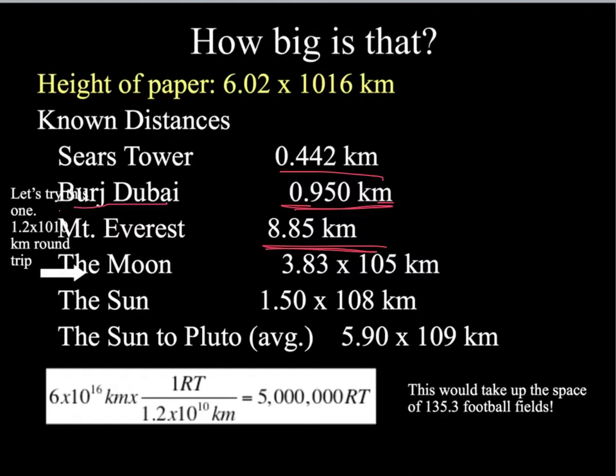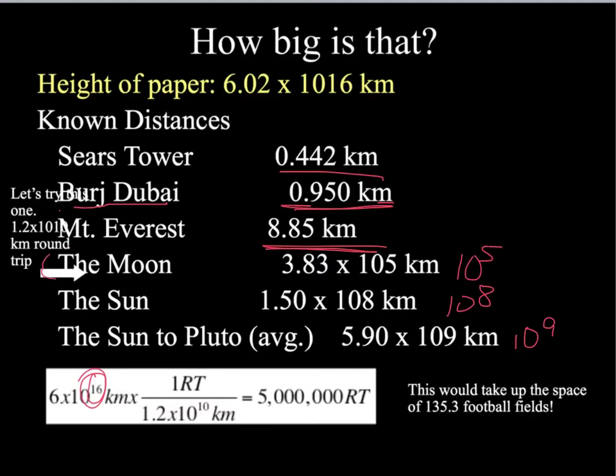Going all the way to the moon is 3.83 times 10 to the 5th, so this should be 10 to the 5th kilometers. To the sun is 10 to the 8th. From the sun to Pluto, at its farthest point, is 10 to the 9th. So if we started a stack of paper here on Earth and stacked a mole on top, we would be going past Pluto, almost double that.